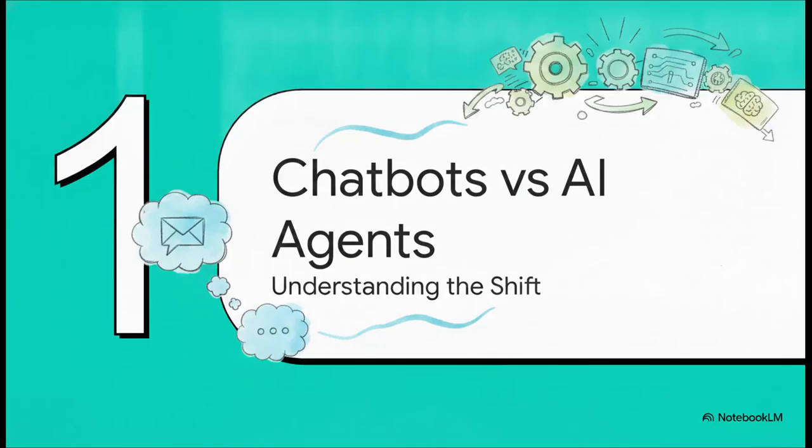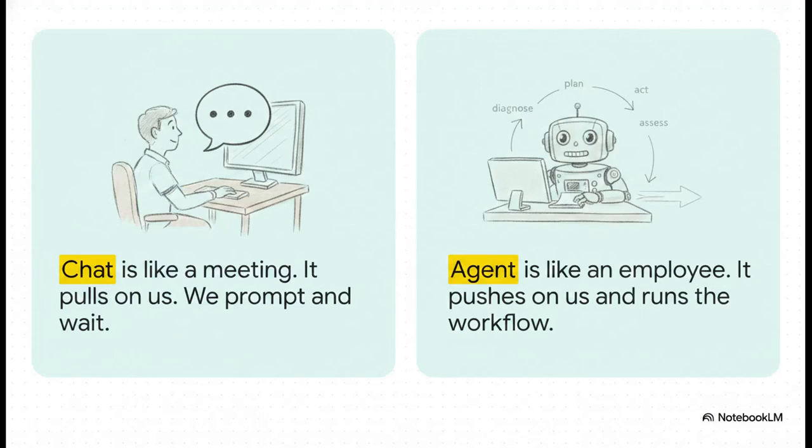Section 1. Chatbots versus AI agents. Think of a standard AI chat kind of like a meeting. You ask a question, you pull information from it, and then you just sit and wait. It relies entirely on you. An AI agent, on the other hand, is more like an employee. It pushes on you. You tell it what you want done, and it runs the full workflow completely autonomously. It diagnoses the problem, assembles a plan, takes action, and then even assesses its own work in this continuous loop. You might buy back a little bit of time with a chatbot, but an agent allows you to let go of whole areas of your work entirely.